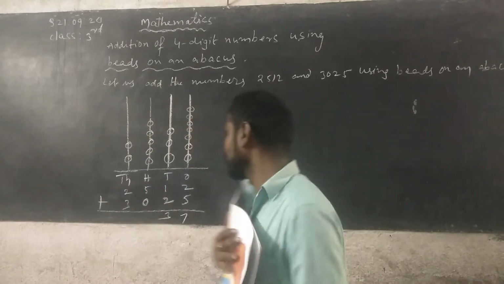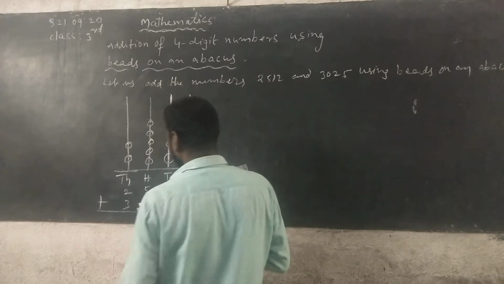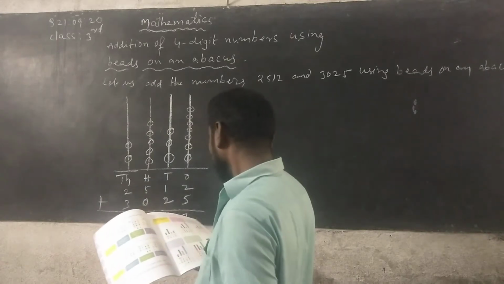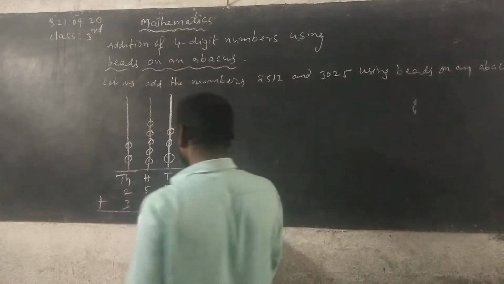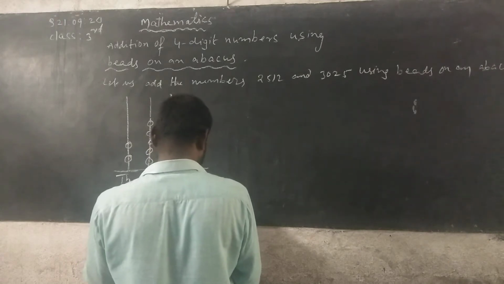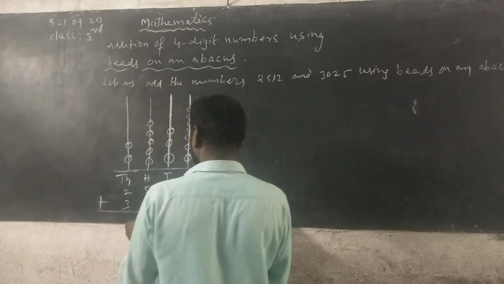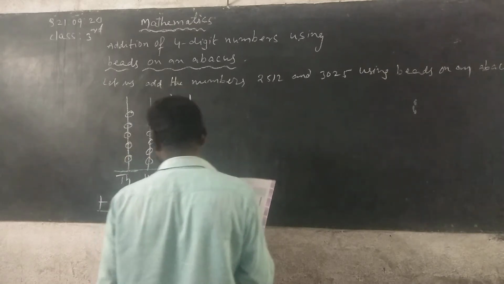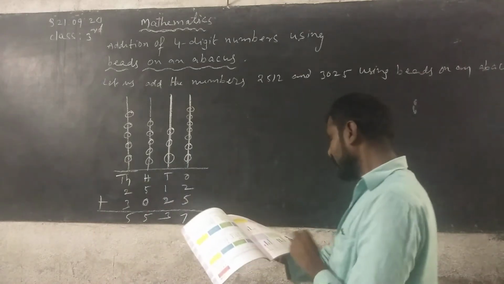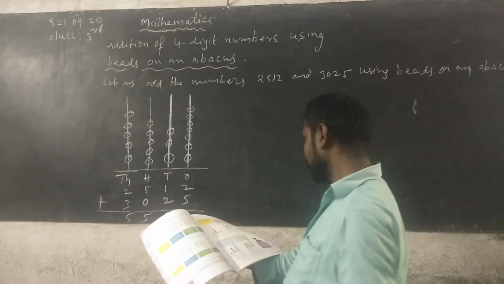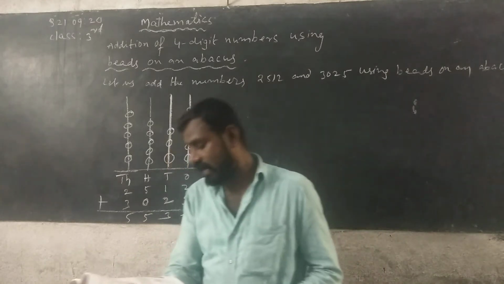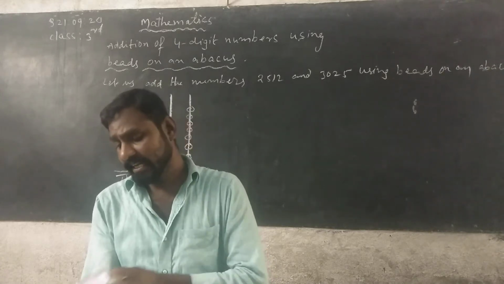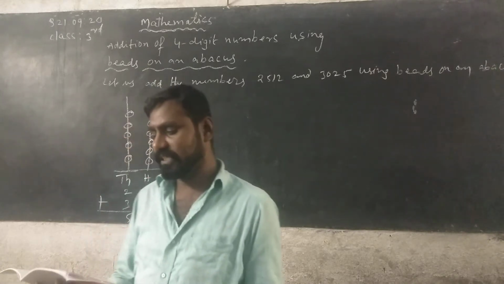So 5 plus 0, what do we get? We get 5. Now last one, there is 3 in the thousands place of the second number. So we add 3 beads on the thousands spike. How many beads? 3 beads. 1, 2, 3. Total 1, 2, 3, 4, 5. So the sum is equal to 5537. The sum of the two numbers 2512 and 3025 is 5537.